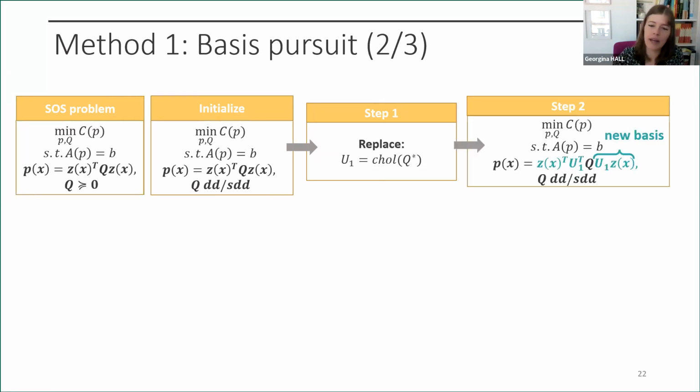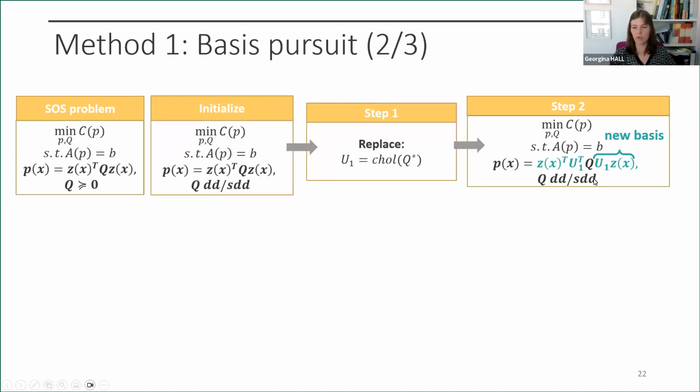Okay, so we have U1 here, and this U1 gives us what we call our new basis. We're going to replace the initial z of x that we had by U1 z of x. This is our new basis, so we're iteratively improving on our basis of monomials at each iteration. And for step 2, we require that P of x be z of x transpose U1 transpose Q U1 z of x, where Q is still dd and sdd.